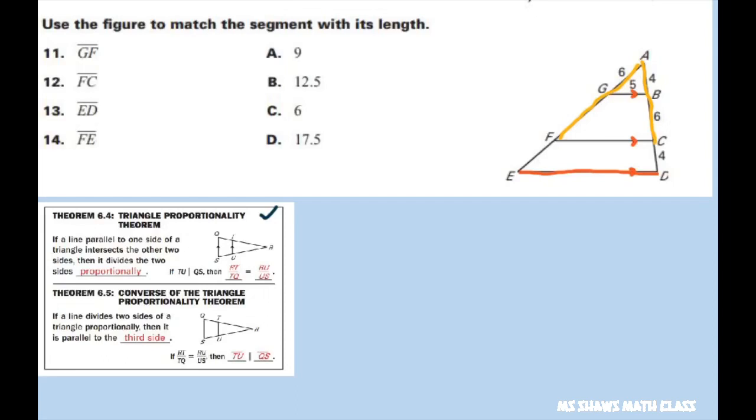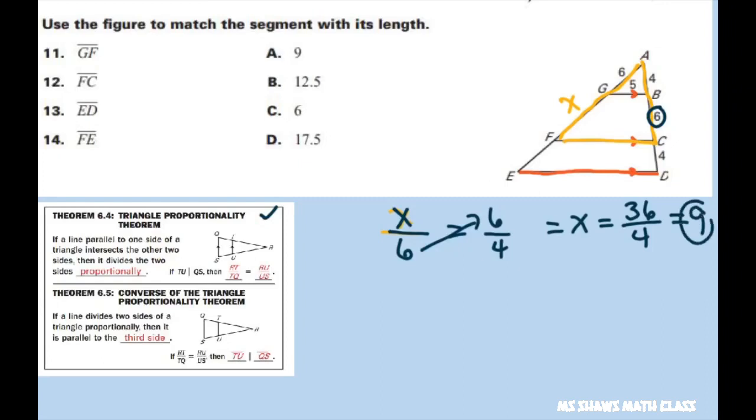For the first one, we're just looking at GF, so I'll put an X there. So we're going to say X is to 6 as, and make sure you match it up, 6 is to 4. When you cross multiply, you get X equals 36 divided by 4, which equals 9. So the answer for 11 is 9, or A.